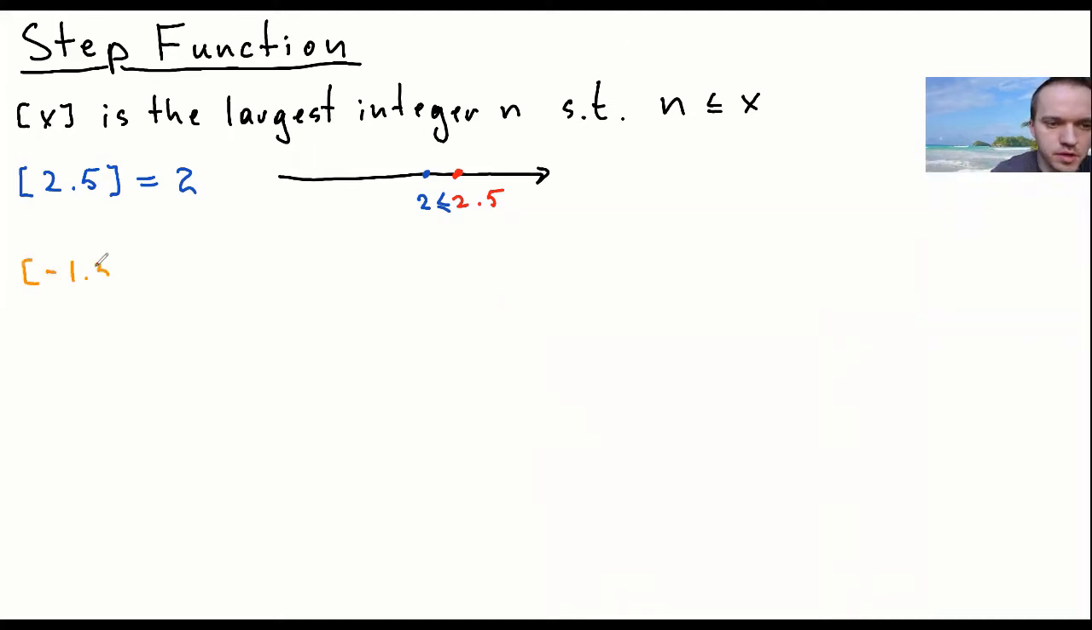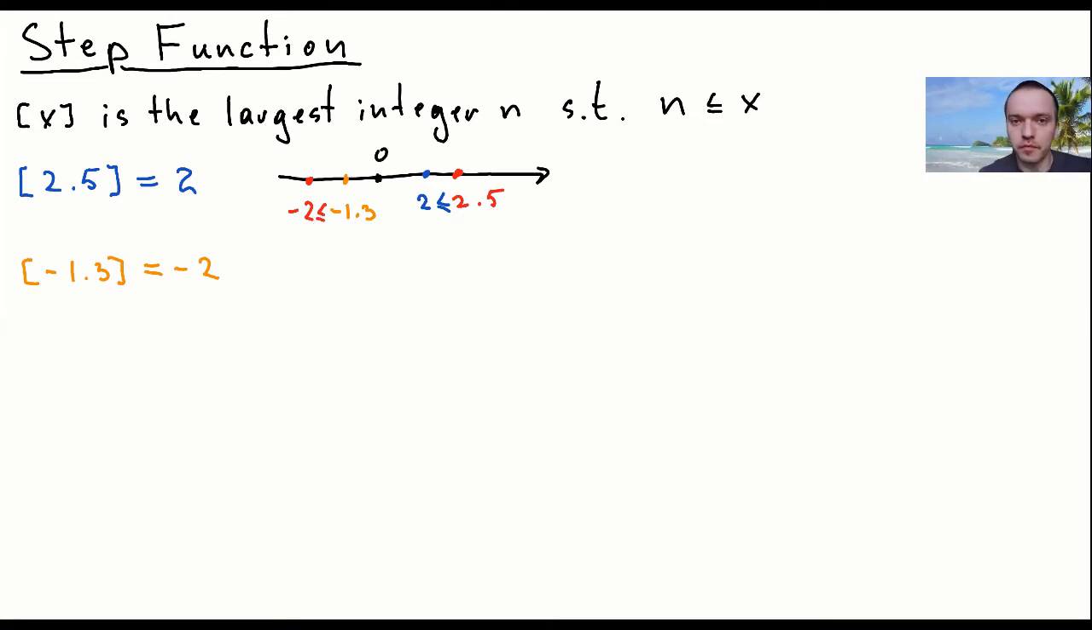Negative 1.3. For negative 1.3, in this case, I'm going to have negative 2. Because if this is my origin, and I have negative 1.3 here, then I'm looking for the largest integer to the left of my number. So the largest integer to the left is negative 2, which is less than or equal to negative 1.3.